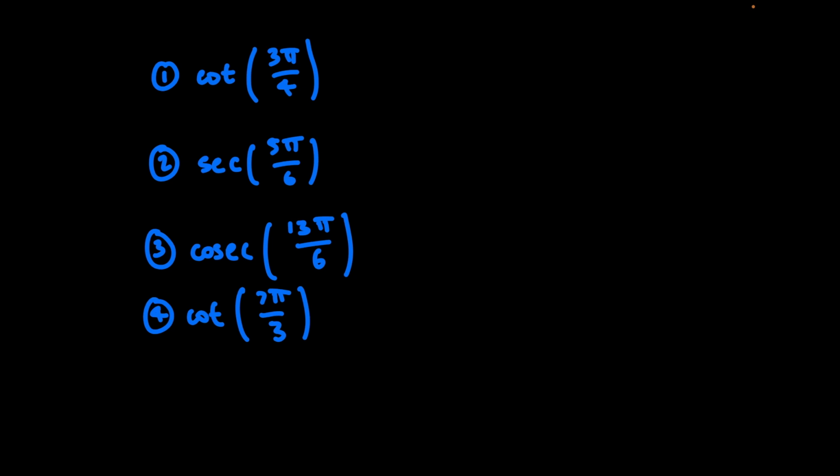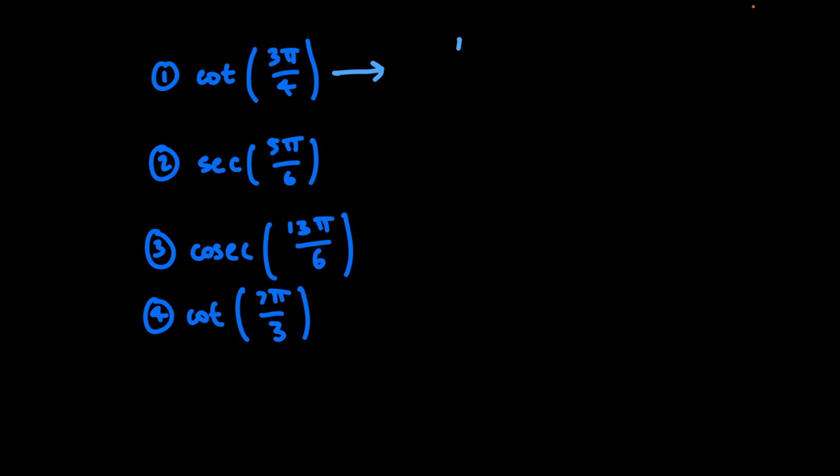Okay, let's have a try of these four questions first. Our goal here is to work out the exact value for each of these trig ratios. So the first one is the cot of 3 pi over 4. You should have your exact values memorized between 0 and 90 for sine, cos, and tan, because that will really help us here.